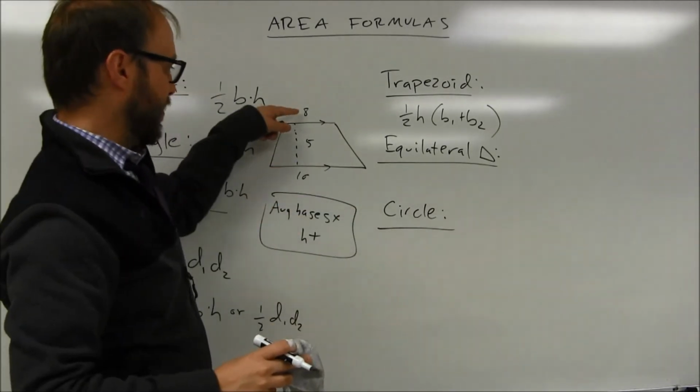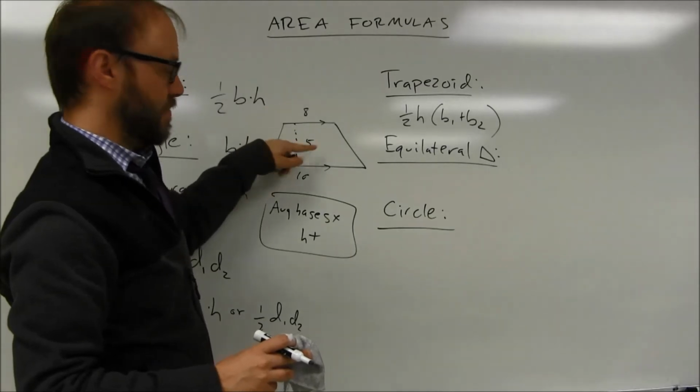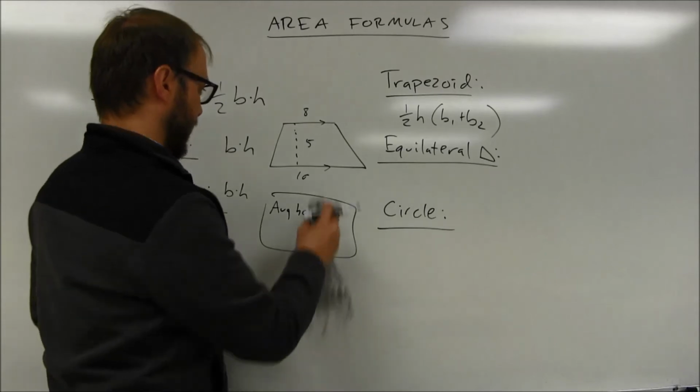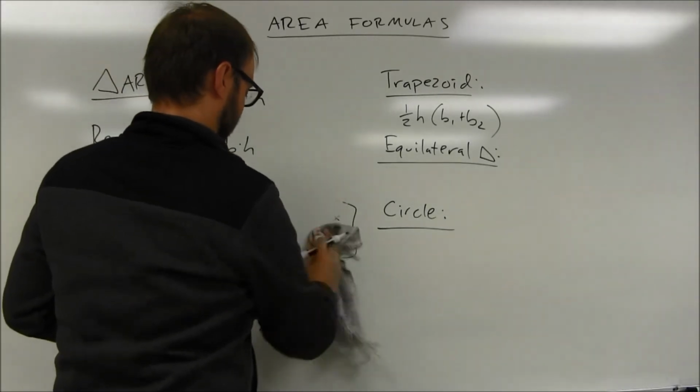So in other words, the average of 8 and 10 is 9. 9 times 5 is 45, and you get the same answer. So it's kind of a quick way to do it. Maybe not the formula that you see in most textbooks, but something that can work.